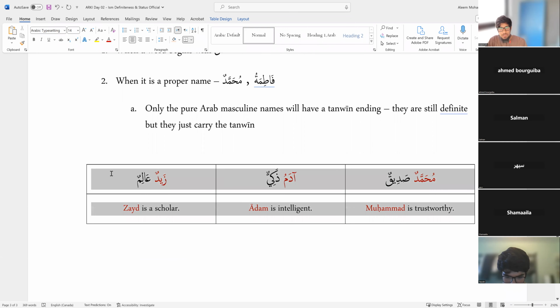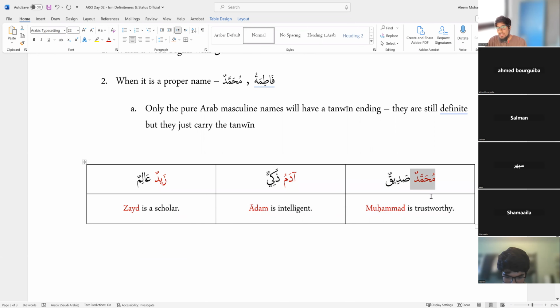Again, the thing that we're trying to drive home here is that you don't need alif lam to make something definite to be your mubtada. In fact, it can just be a proper name, right? Which in this case is Muhammad. In this case, it's Adam. In this case, it's Zayd.